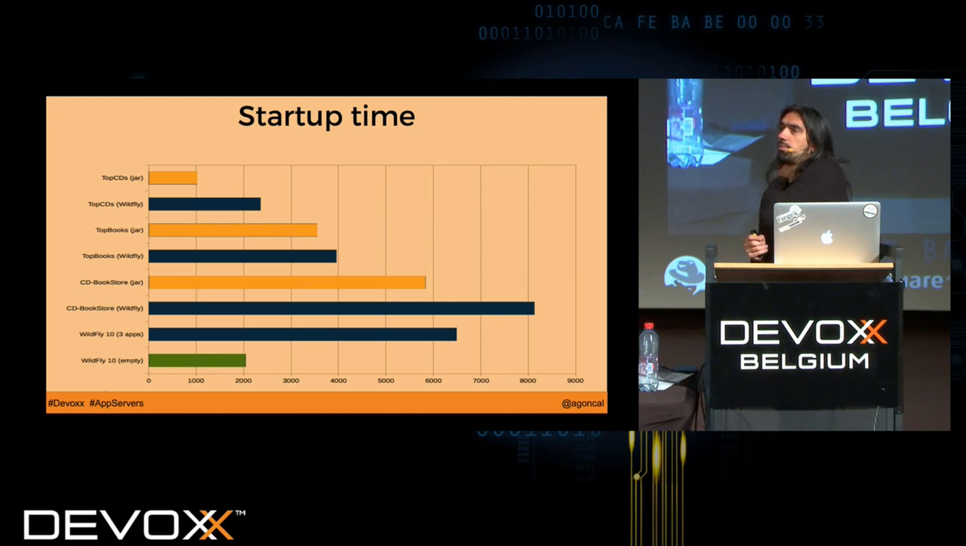And JBoss is more than 15 years old. It's a funny machine, very robust, and it comes with a lot of tricks. So the way it works is when you deploy Top CD, it goes, oh, I need Undertow, so I'm going to bootstrap it. And then you arrive with Top Books, you need JPA, so it bootstraps it. And when CD Bookstore arrives at the end, everything is bootstrapped, nearly everything. So it takes less time. Funny. So as you can see, application servers are funny beasts. And here I just talked about WildFly and JBoss, but others do other tricks.